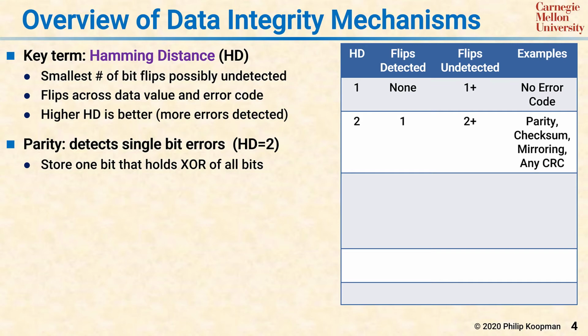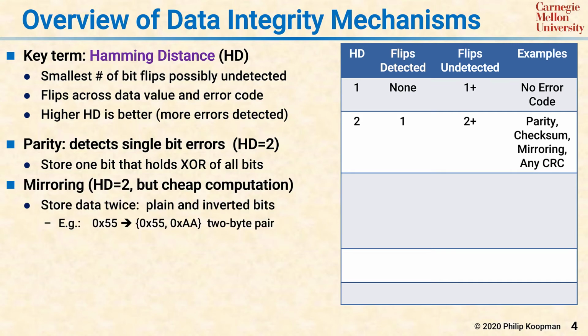You can also do mirroring to get HD2, but this is a completely different way of handling it. Mirroring is simply you store the value twice, and you say, well, if one of them has a bit flip, the other won't. We won't know which one is right, which one is wrong, but we'll know they differ, so we'll know something bad happened. Typically, you're a little bit more sophisticated than that.